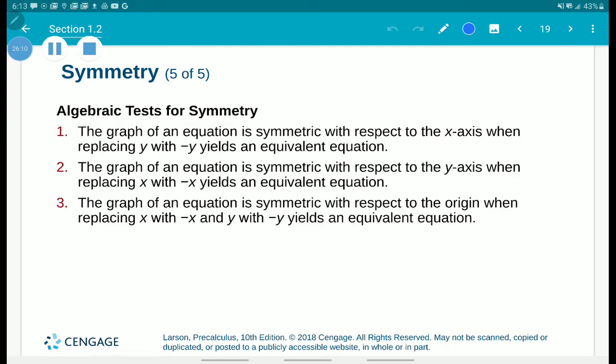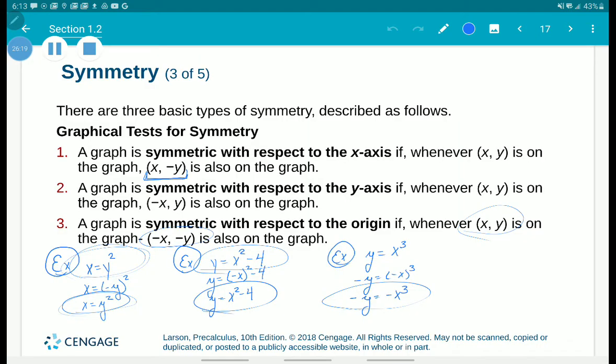The graph of an equation is symmetric with respect to the y-axis when replacing x with a negative x yields an equivalent equation. We saw that here. We substituted in a negative x, and we ended up with the same equation we started with.